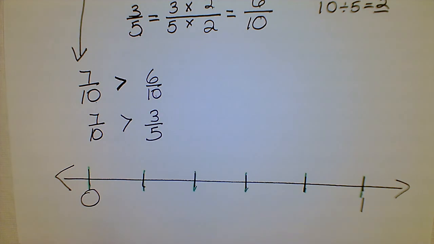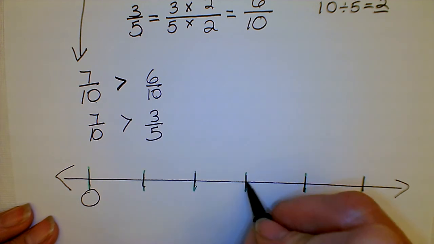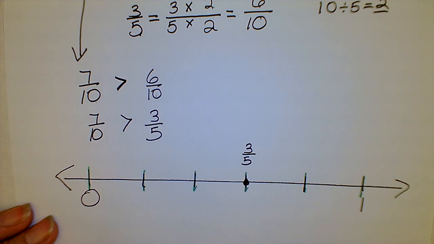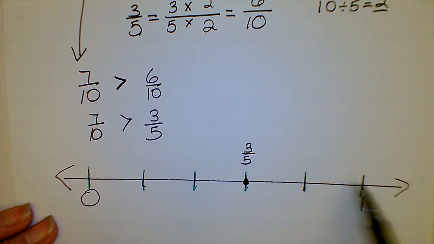I guess you guys can't see it as well as I can. I apologize. Okay, so 3/5 would be 1, 2, 3. So this is where 3/5 would go. Now remember, fifths don't work with the half. The half would be right here, so 3/5 is between a half and 1, closer to a half.